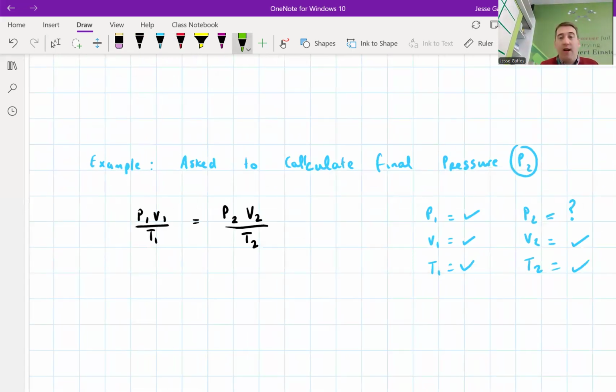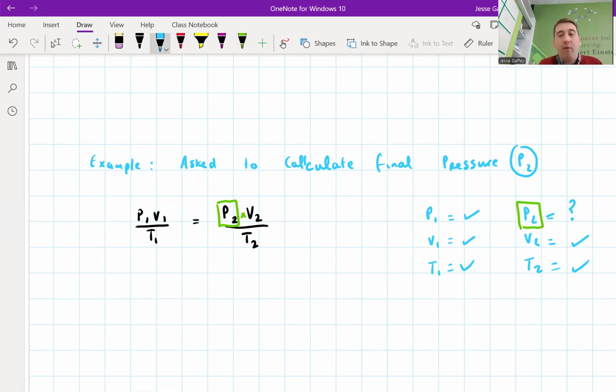Essentially what we're going to do here is what we call linear rearrangement, which you should know from maths. What we want to do is isolate this variable by itself. This variable here, P2, is the one we want to isolate. What we mean by isolate is we want it to be on its own on this side of the equal sign. Currently, P2 has been multiplied by V2 and divided by T2. We want to get rid of them, but you can't just rub them out and pretend they don't exist. You've got to do some operations to get rid of them. So how exactly do we do that?